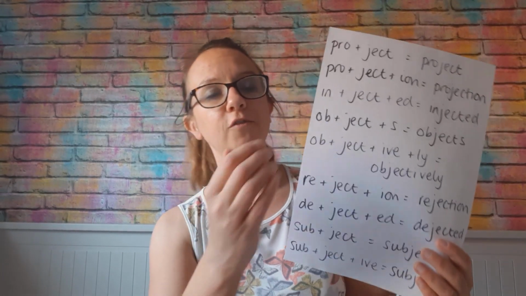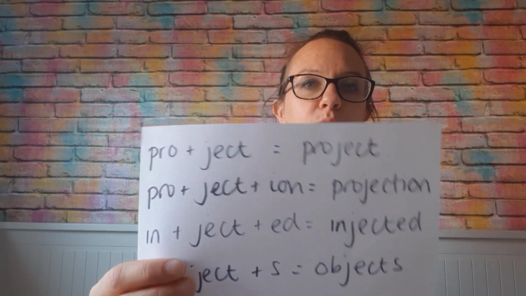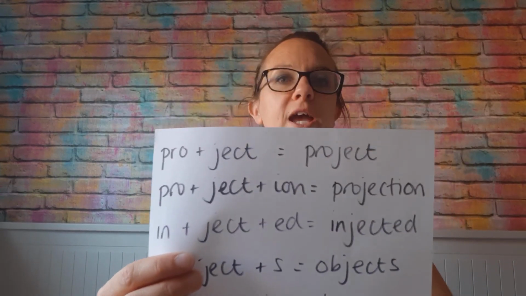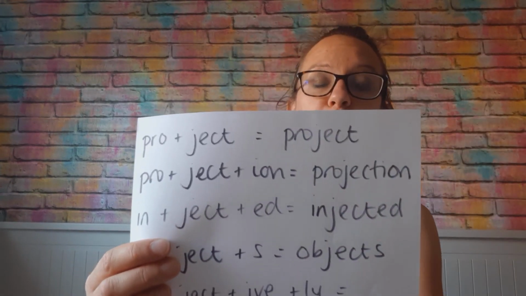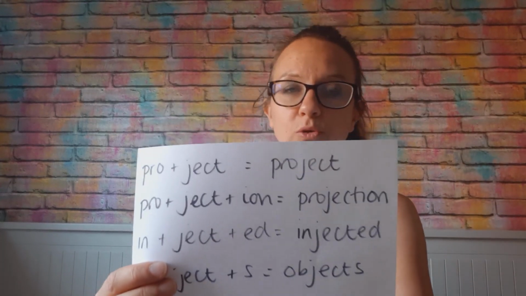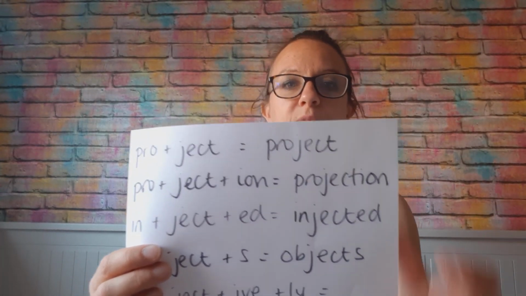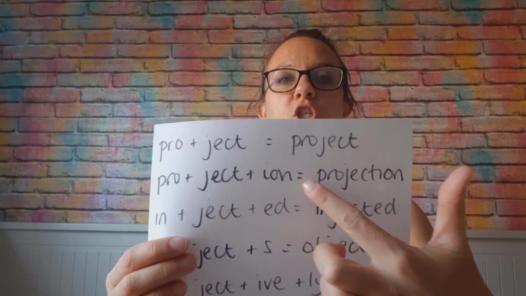Okay, so there's loads and loads of words that you could build, and I've tried to take an example of each of the prefixes so that we can talk a little bit about the meanings of them. So I've started with pro and ject, and we end up with project or project, whether you're talking about the noun or the verb. And we also have projection, which is obviously something that gets projected.